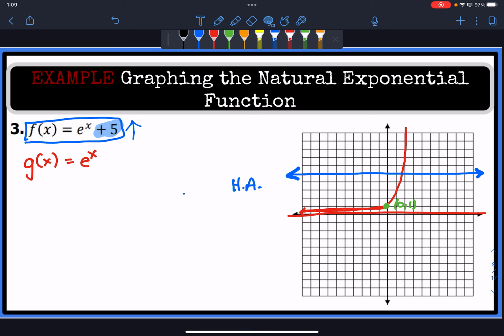Okay, now the point again, the y-intercept point of (0, 1) is also going to shift 5 units up. So that's going to now be here. So f of x again increasing, going to look like this. So this is what the graph of e to the x plus 5 will look like. It will simply shift e to the x 5 units up.